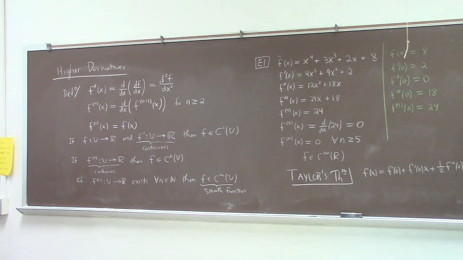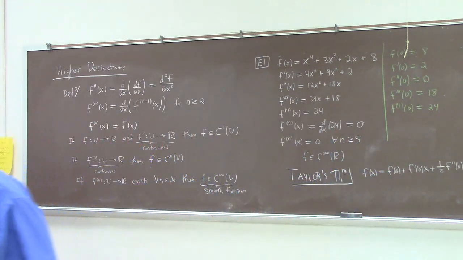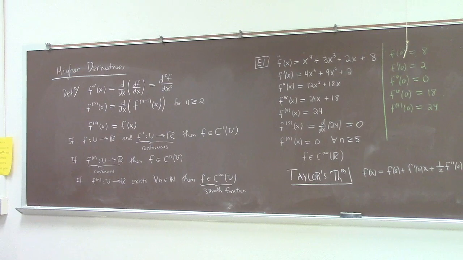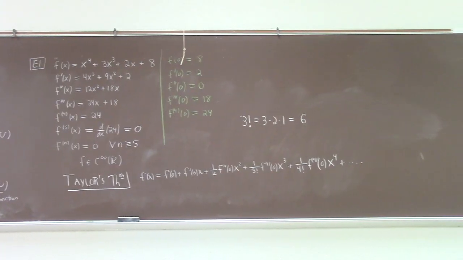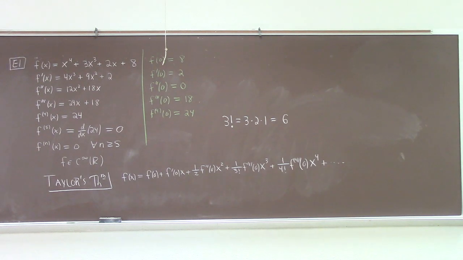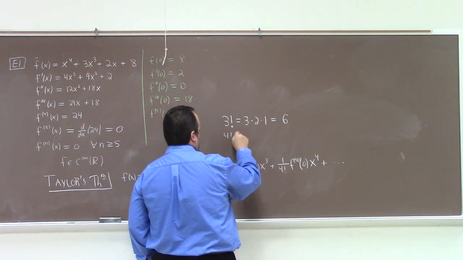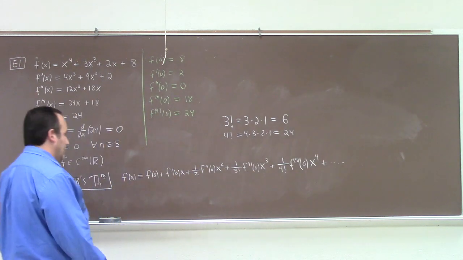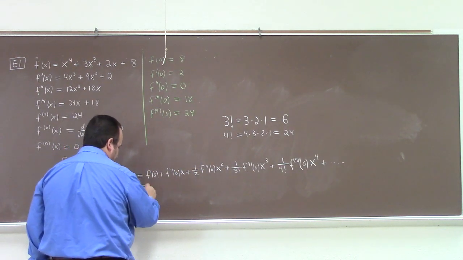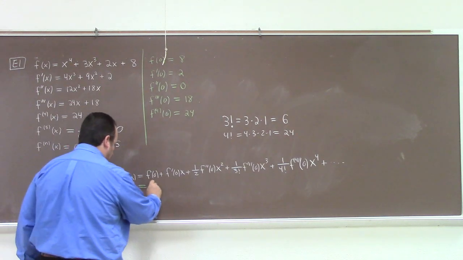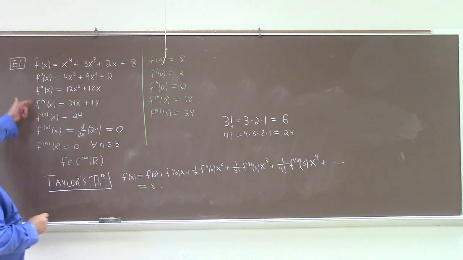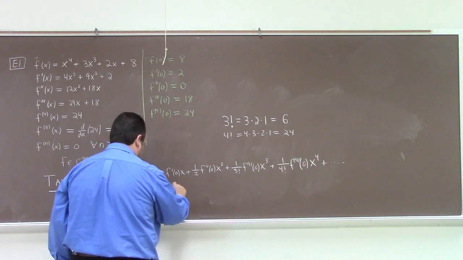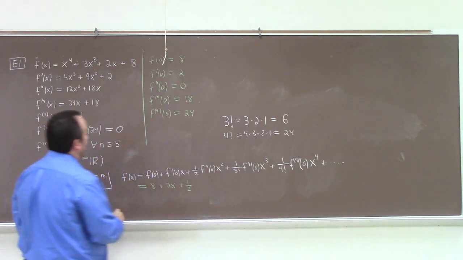Now, the 3 factorial, I know you guys might not know what that is. 3 factorial is defined to be 3 times 2 times 1. So that's actually 6. 4 factorial is 4 times 3 times 2 times 1. Although, admittedly, saying the times 1 is kind of silly, isn't it? But anyway, 4 factorial is, by definition, 4 times 3 times 2 times 1, which is 24. All right? And so let's see how this works out for this example. f of 0 is 8. What's f prime of 0? It was 2. So we get 2x plus 1/2 f prime prime of 0, which was 0.